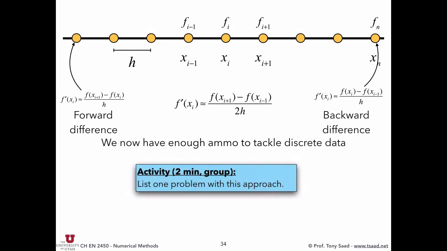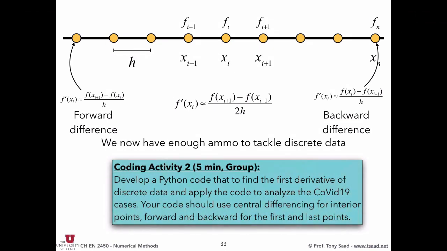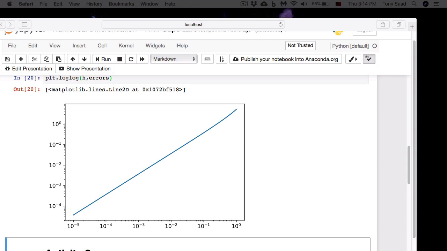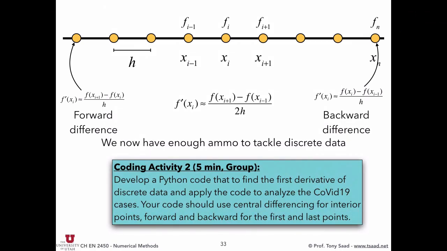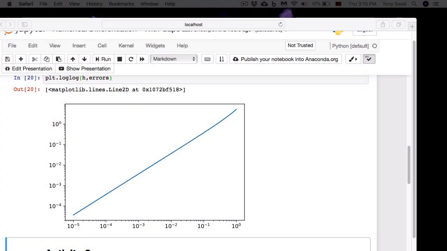So if you go to your Jupyter notebook, now this is going to be a little bit harder. So I think I'm just going to guide you through it because we're running out of time. But I want you to develop a Python code to find the first derivative of discrete data, given any discrete data, and then apply the code to analyze the COVID-19 cases. Your code should use central differencing for interior points and forward and backward differencing for the first and last points, okay? And I'm giving you a template in the Python code over here.